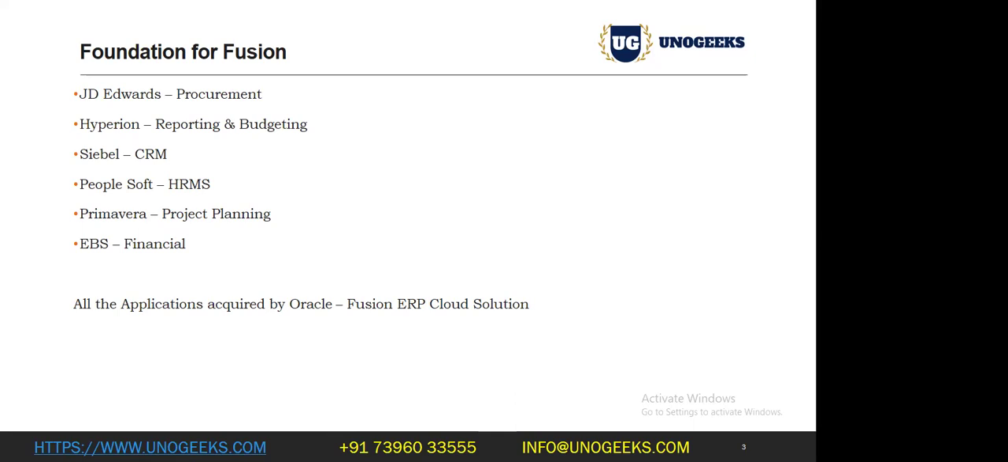Earlier, let's take, I have taken a few examples here. Procurement is JD Edwards, Hyperion is reporting, Siebel is CRM, PeopleSoft is the Human Resource Management System, Primavera is related to project planning, and EBS is financials. These are all different ERPs. Just as Oracle Cloud is one of the ERPs, SAP or Dynamics are ERPs too, right? So these are all different ERPs.